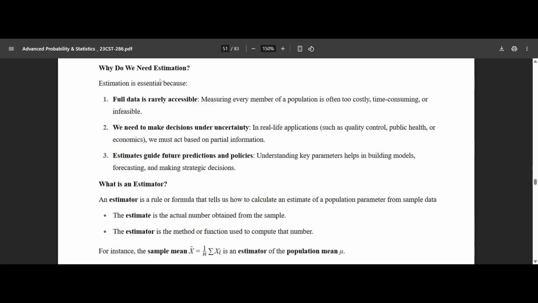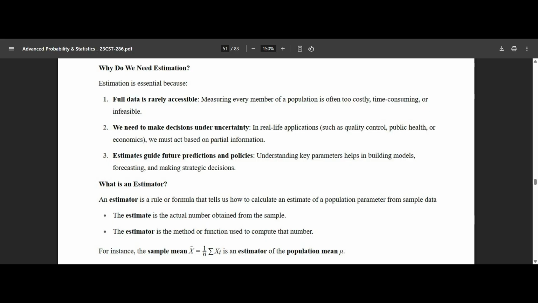Now why do we need estimation? Firstly, full data is rarely accessible. For example, in data science we have a function, df dot head. What does head do? Head gives us the first five rows, and tail gives us the last five rows. Why? Because the entire data set is often not visible on our single screen if it's too huge. For that, we need the head or tail function. Similarly, sometimes it's difficult to deal with huge data sets, for which we just take a sample of it.